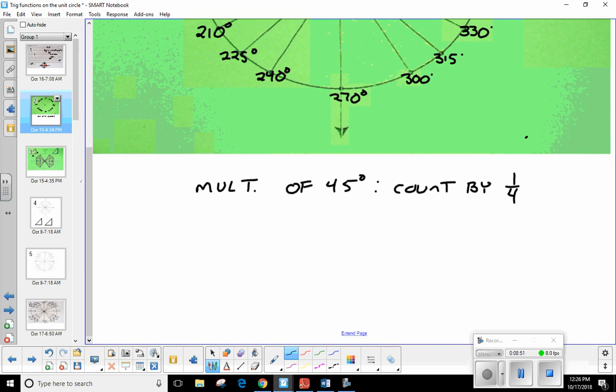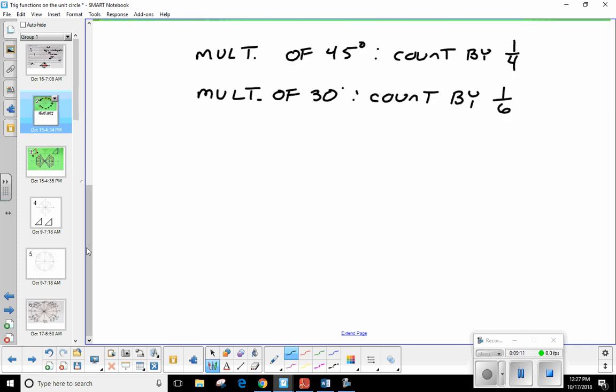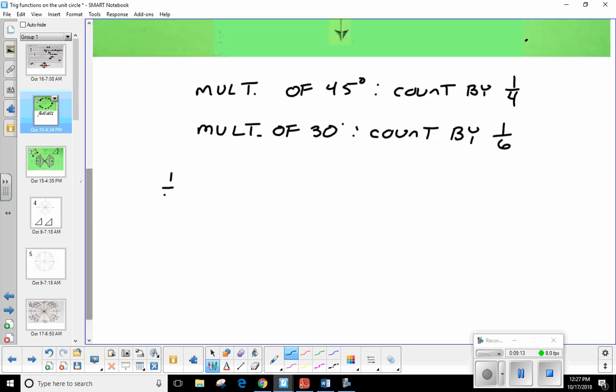I'm just going to keep adding to it. If it's a multiple of 30 degrees, I'm going to count by 1/6. Okay. Now, what I mean by counting by fourths, counting by sixths, like for example, let's say we want to count by fourths. So it would be 1/4, 2/4, 3/4, 4/4, 5/4, and you would just keep the pattern going. You're going to count by fourths or you're going to count by sixths.